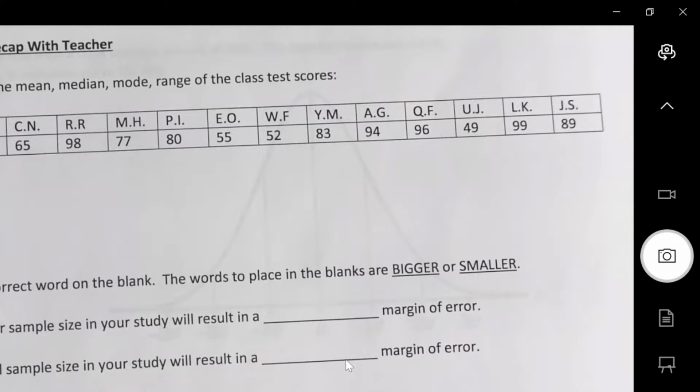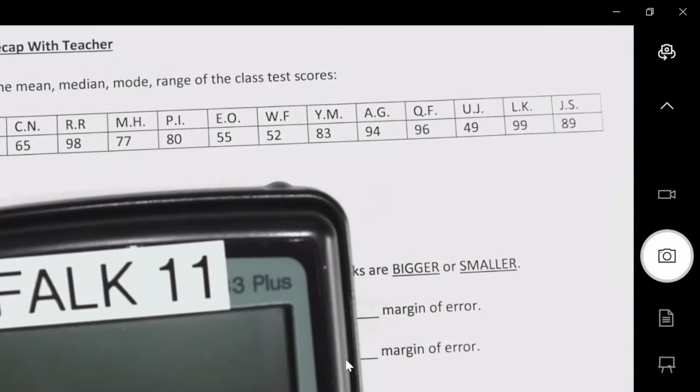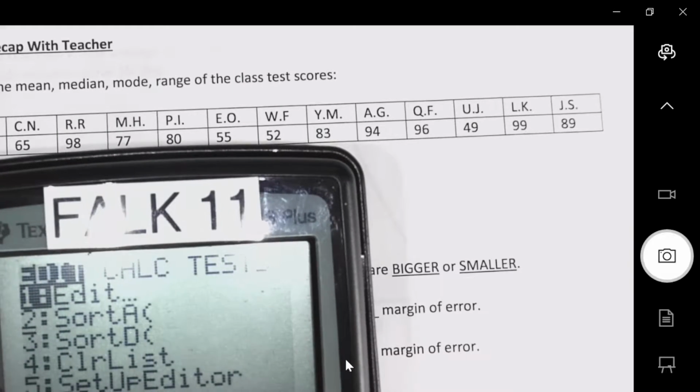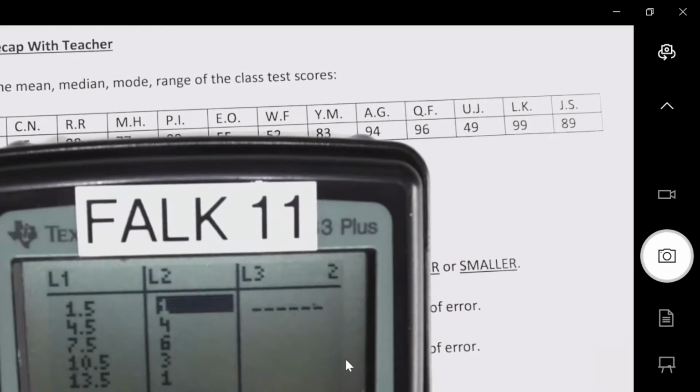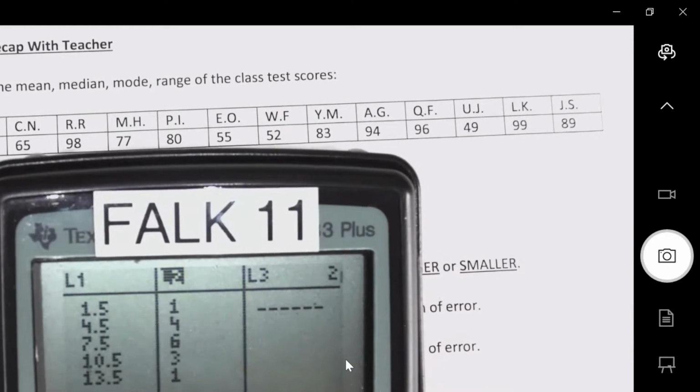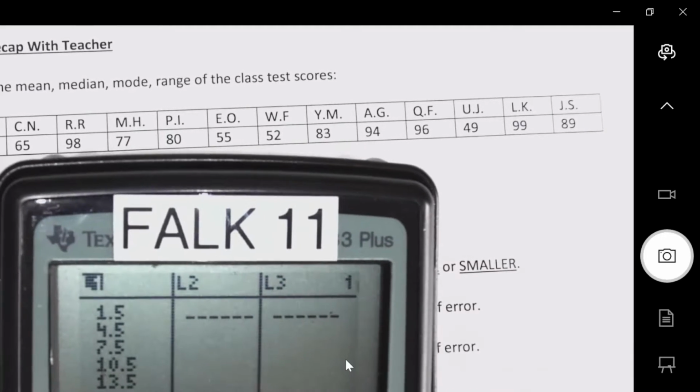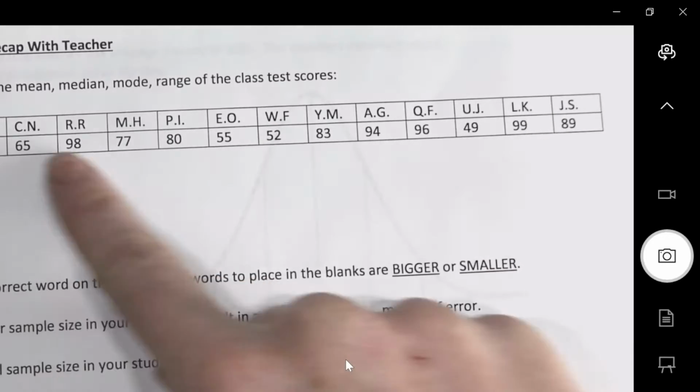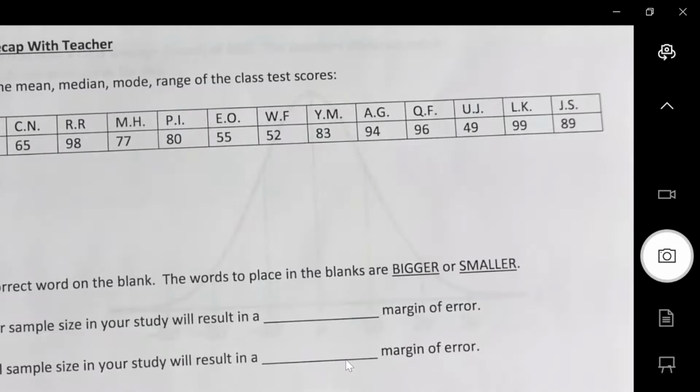Okay, so number one, we have been given a bunch of test scores. So everybody needs to grab their calculator and we're going to be doing a stat edit. Don't forget, if you got stuff, up, clear, down. Up, clear, down. And I need you to type in all of that info.